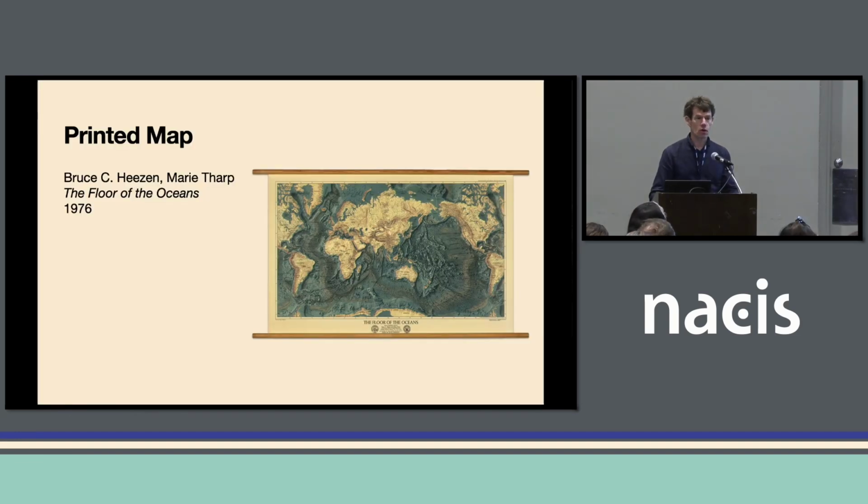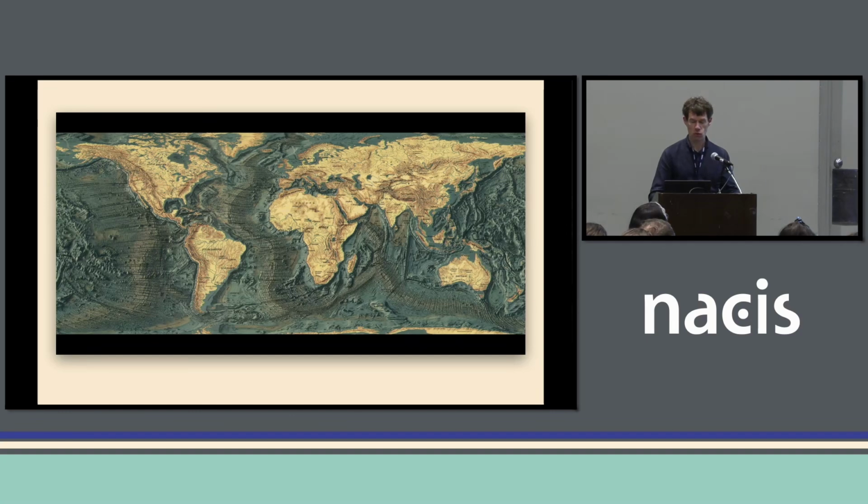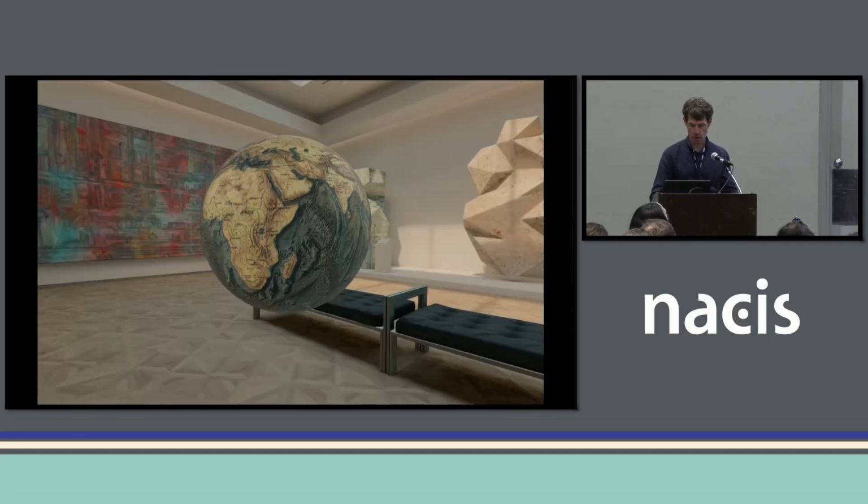Another source that we use are printed maps. Here is Marie Tharp and Bruce Heezen's famous Floor of the Ocean map. This one uses a Mercator map projection, and we convert this to an equirectangular map. We have this black bar at the bottom and the top along the poles, but that's not actually a big problem, as you can see here.